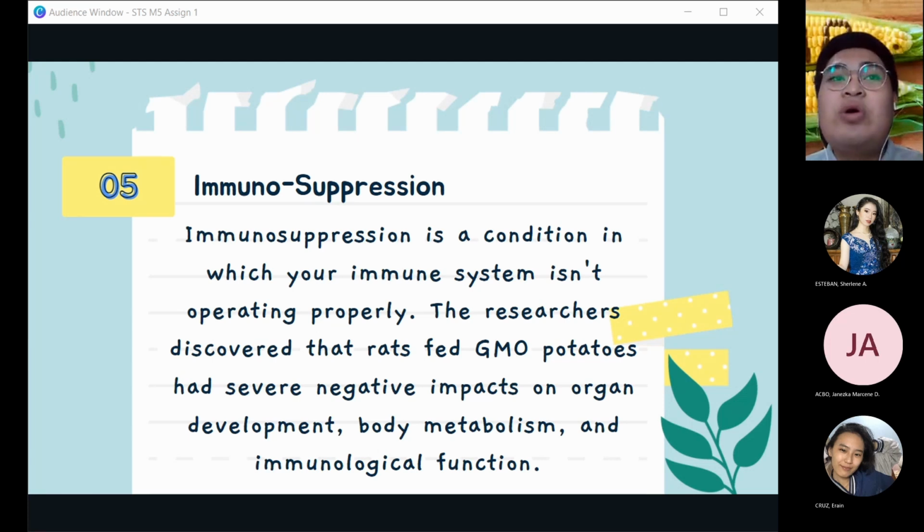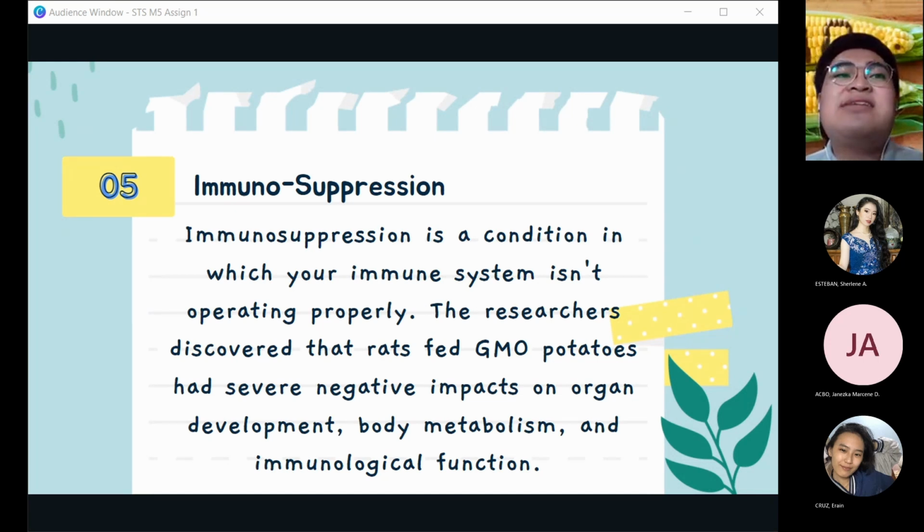The researchers looked at how eating potatoes genetically altered to carry the biopesticide Bacillus thuringiensis affected rats. The researchers discovered that the rats fed genetically modified potatoes had a severe negative impact on organ development, body metabolism, and immunological function.